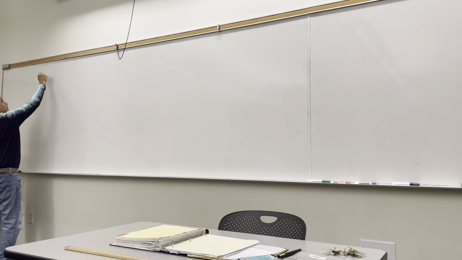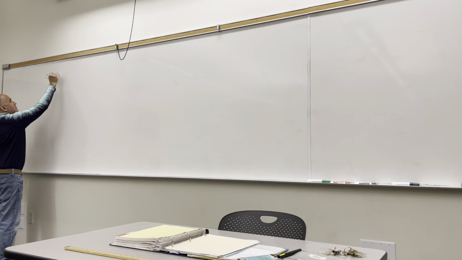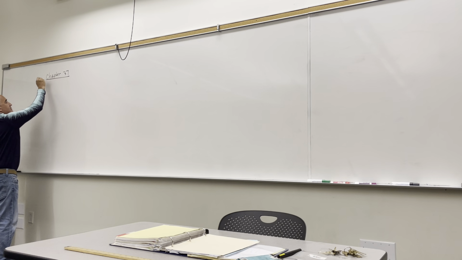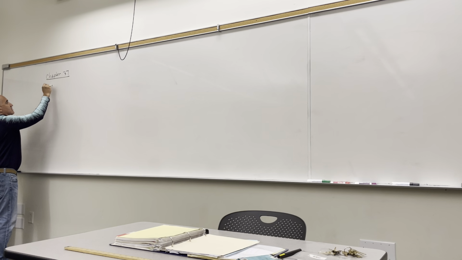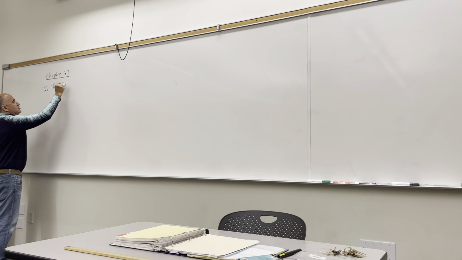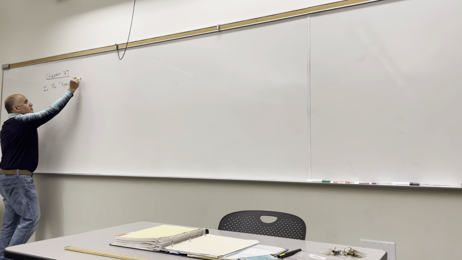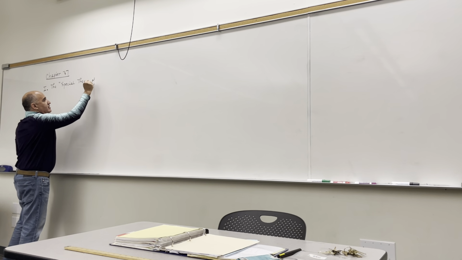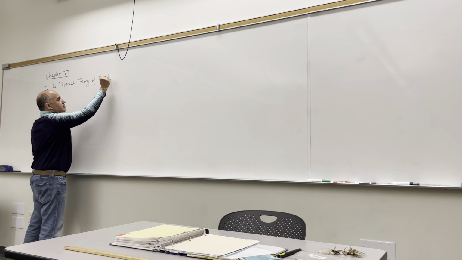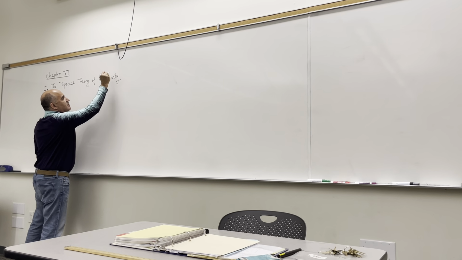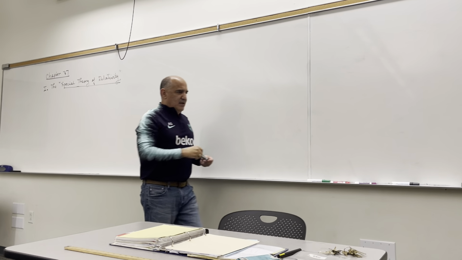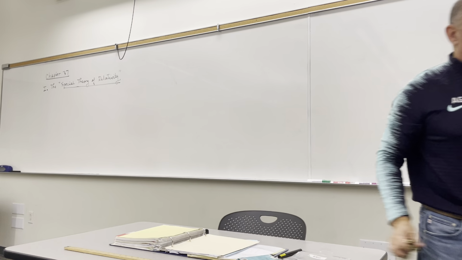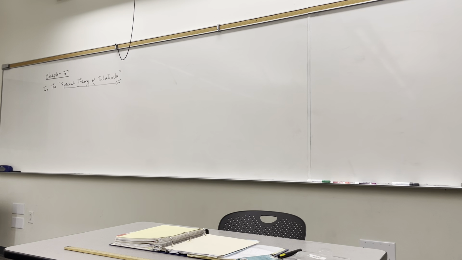So in chapter 37, we discuss the special theory of relativity. And for some reason, before I get more frustrated, let me try to find another marker.